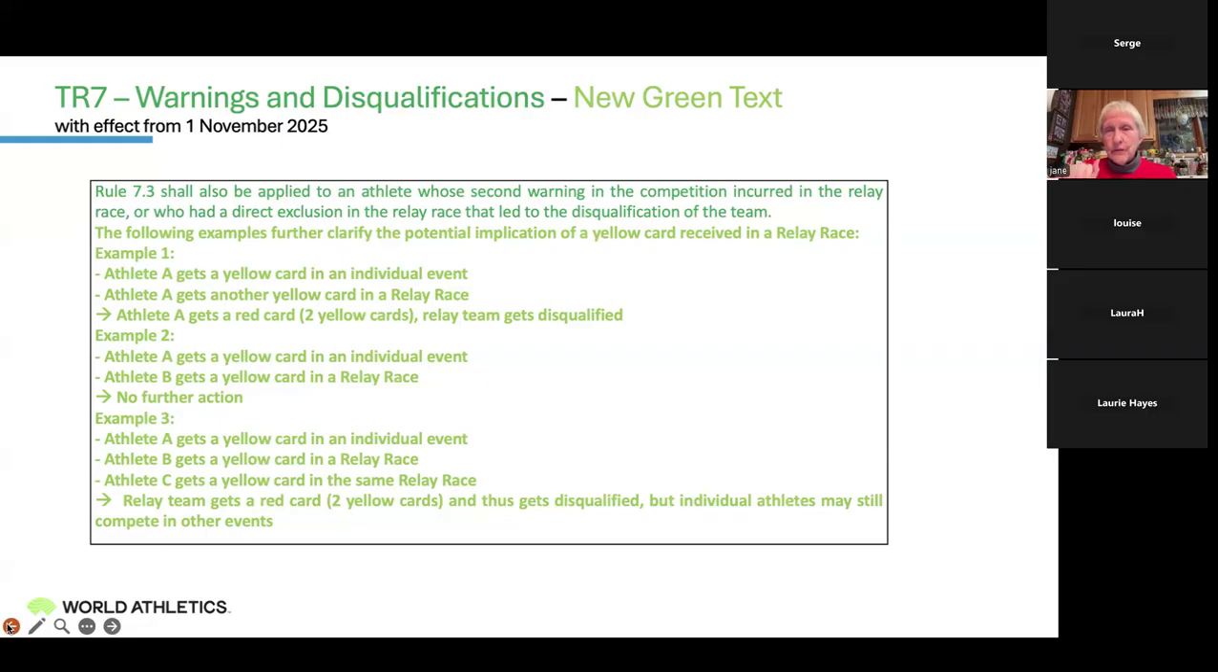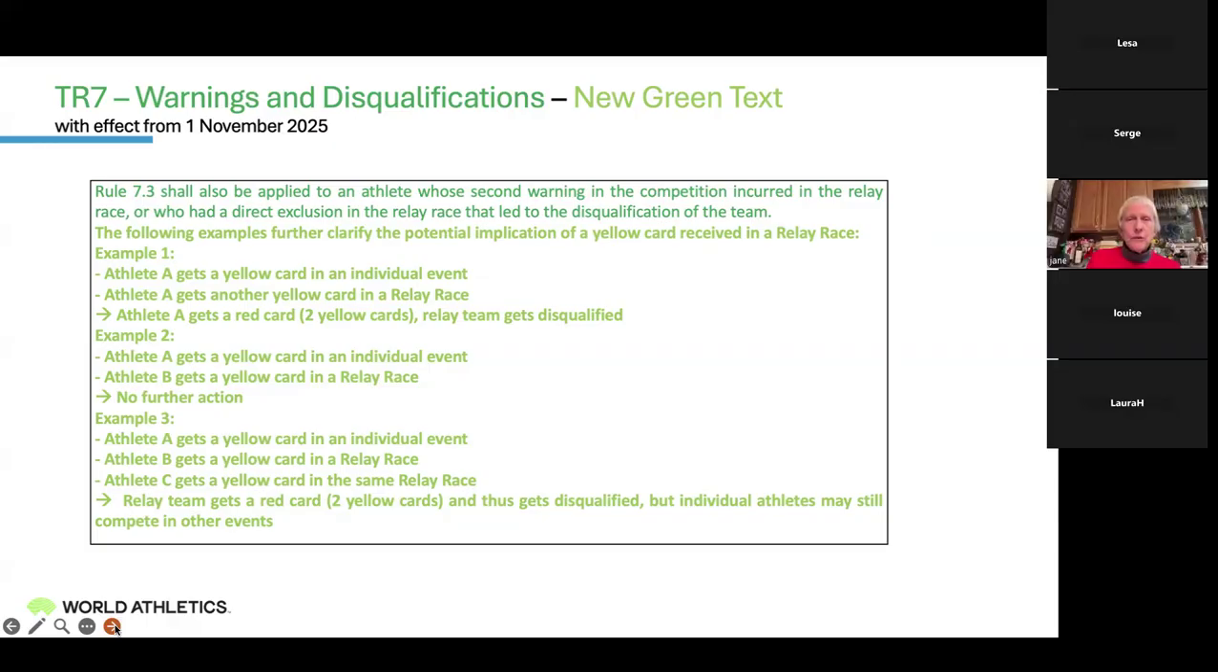Okay, thank you. No, good, excellent, because nobody else has thought of that. What if it's two relays, not just individual? Great. Any other questions on this? Okay. Well, Lisa, raise your hand.